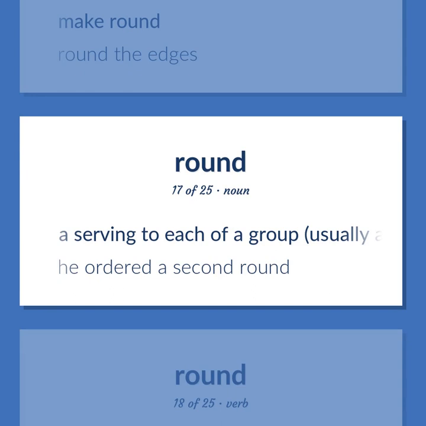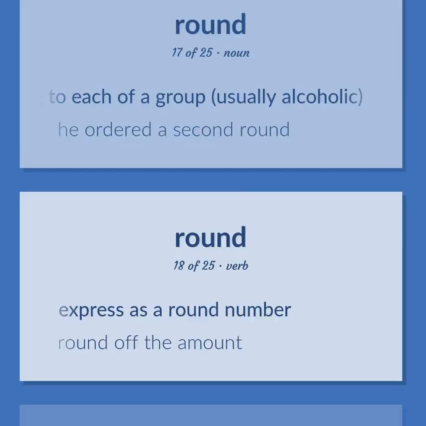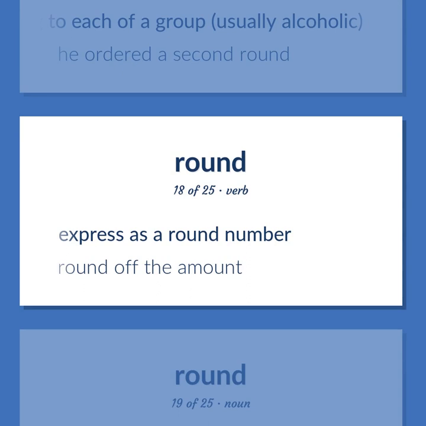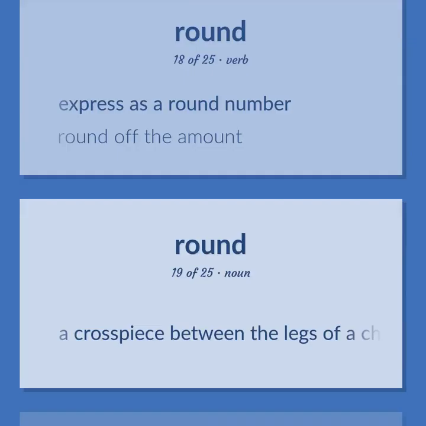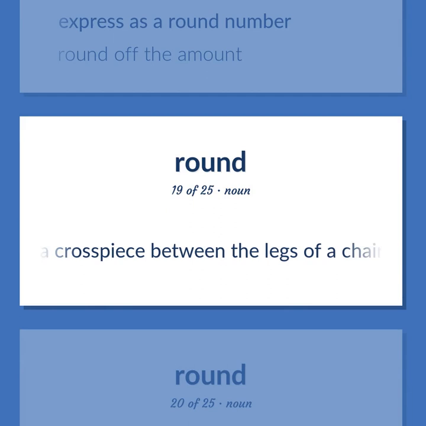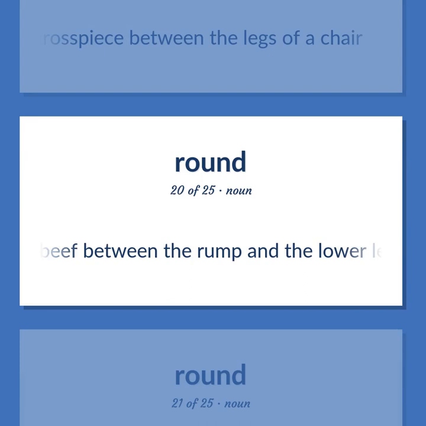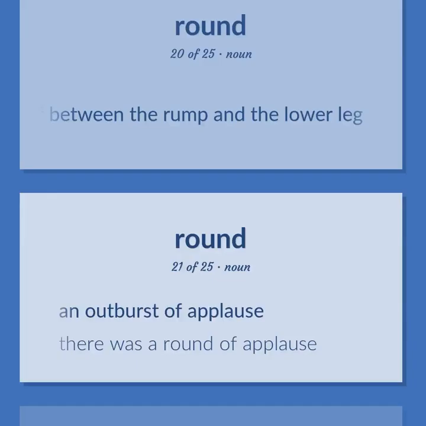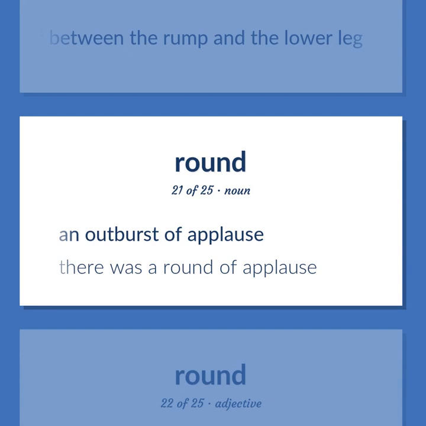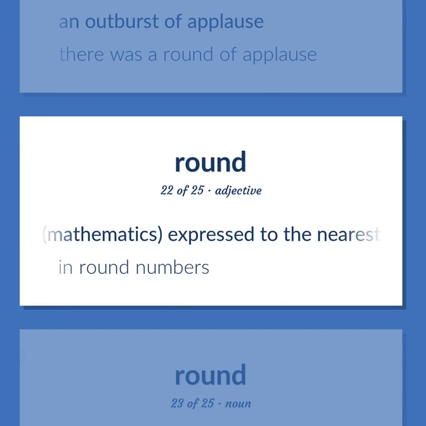A serving to each of a group, usually alcoholic. He ordered a second round. Express as a round number. Round off the amount. A crosspiece between the legs of a chair. A cut of beef between the rump and the lower leg. An outburst of applause. There was a round of applause. Mathematics: expressed to the nearest integer, 10, 100, or 1000. In round numbers.